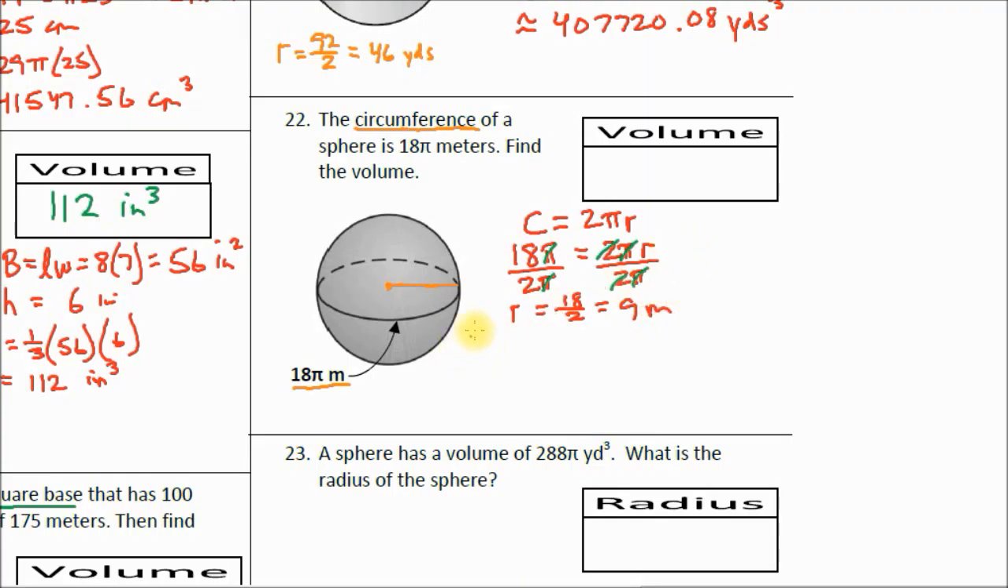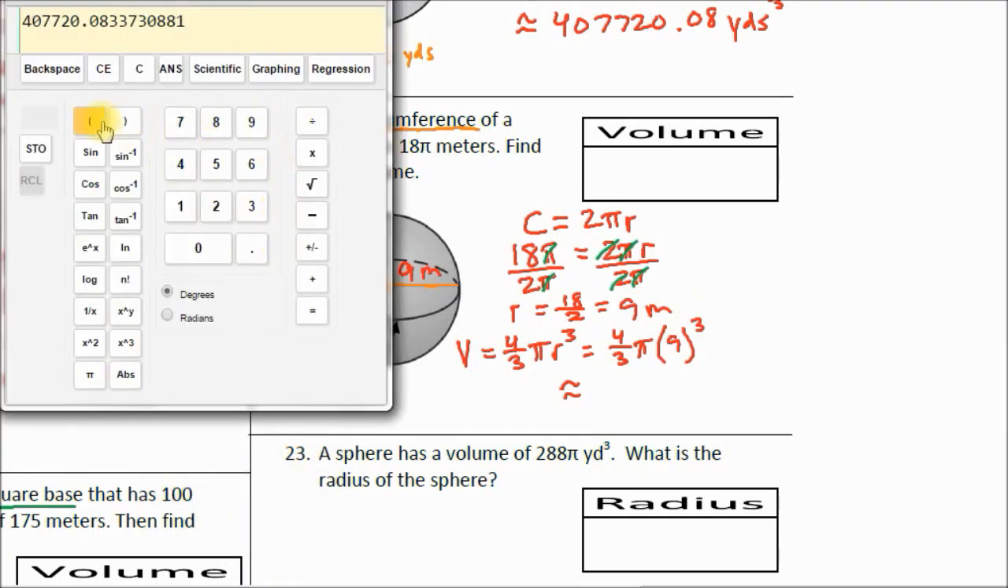And now we can go ahead and find our volume. So you found this is 9 meters. And now it's just a matter of using the volume formula. The volume of a sphere, 4/3 pi r cubed, which is 4/3 pi times 9 cubed. And let's put that in our calculator. Parenthesis 4 divided by 3, there's our fraction, times pi times 9 raised to the third power.